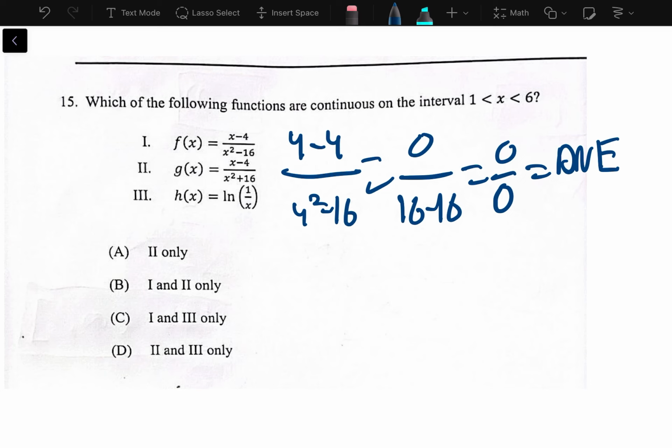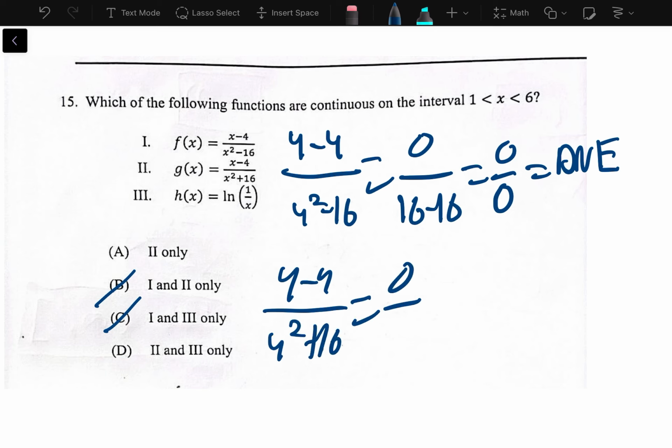So anything that has function 1 is not true, because 1 does not give you an answer. If this is wrong, that's wrong. So now really all we have to do is check the second one. If we plug in 4 again, we have 4 minus 4 divided by 4 squared plus 16 this time. 0 divided by 16 plus 16, which is equal to 0 divided by 32. That's equal to 0, which is an answer. So we know that, okay, 2 works.